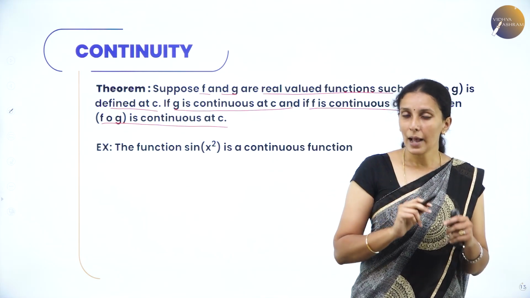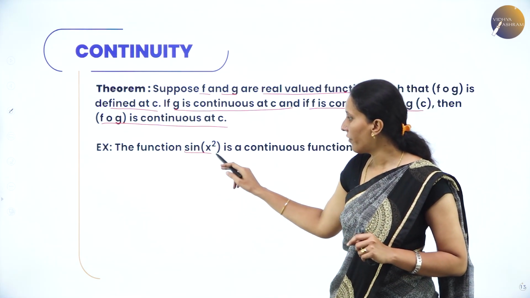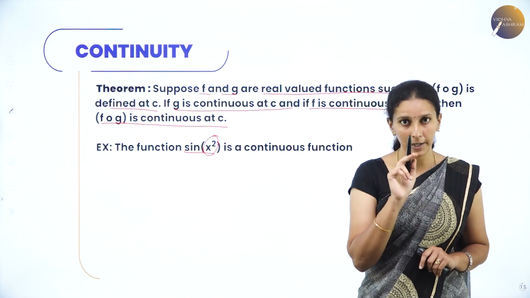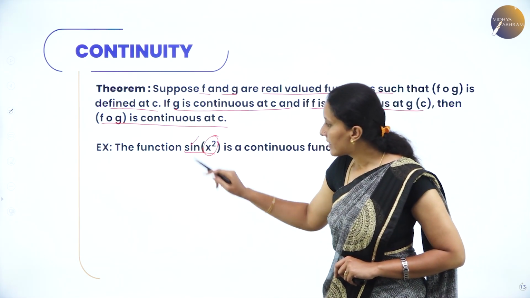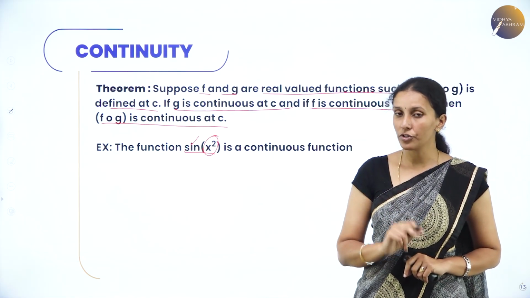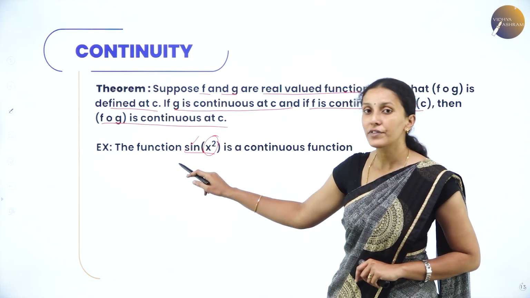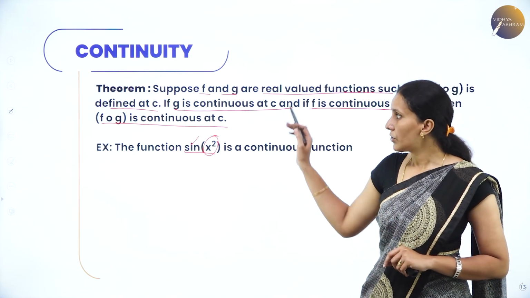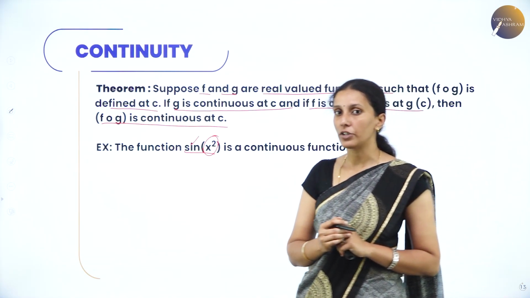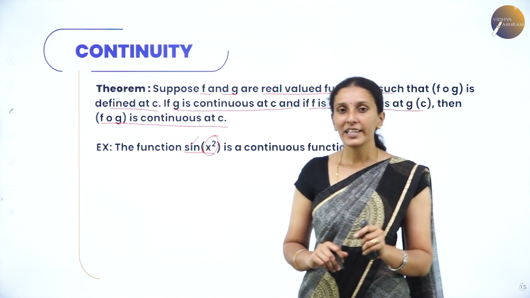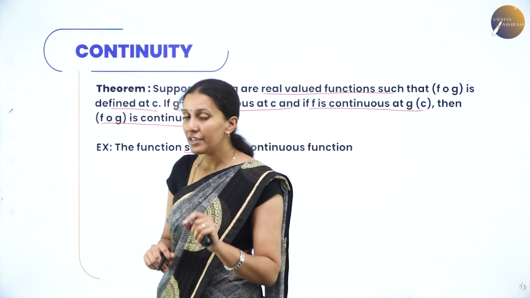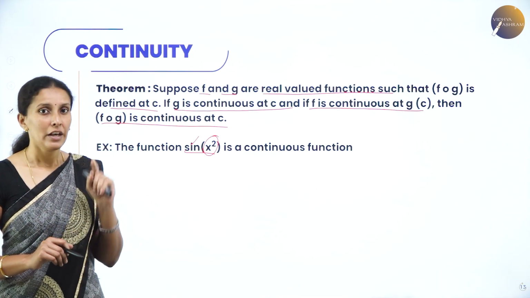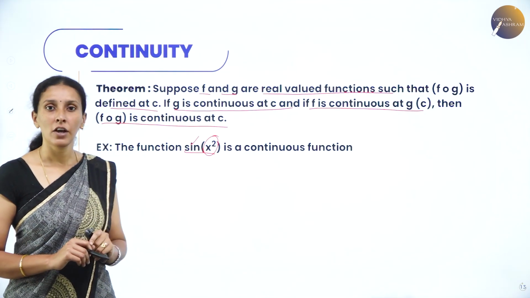So for example, here I have taken sine of x square. We know that x square is a polynomial function and it is continuous. Sin x is also a continuous function. Therefore, the composition sine of x square will be continuous at the given point. So, this is how the composition of a function is defined. When g is defined at c and when f is defined at g of c, then f naught g is defined at c, which will be a continuous function.